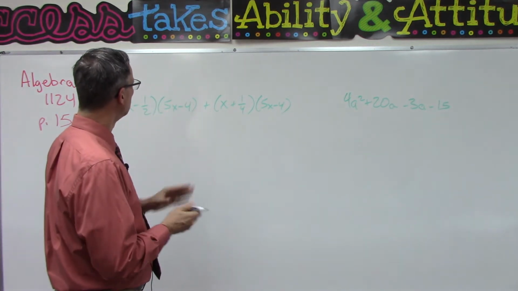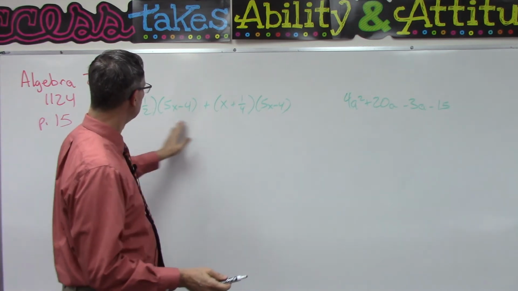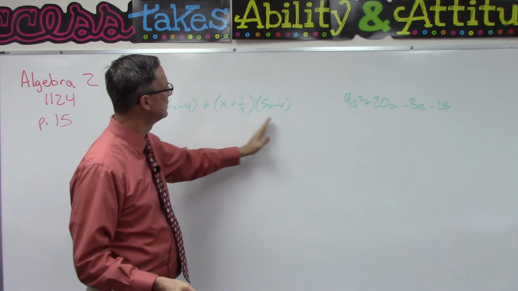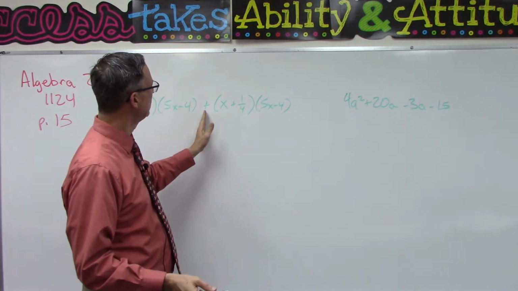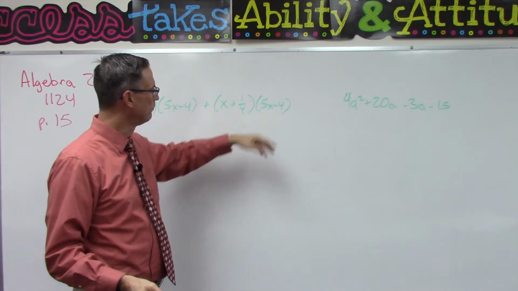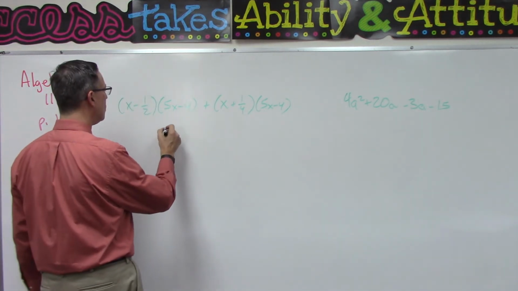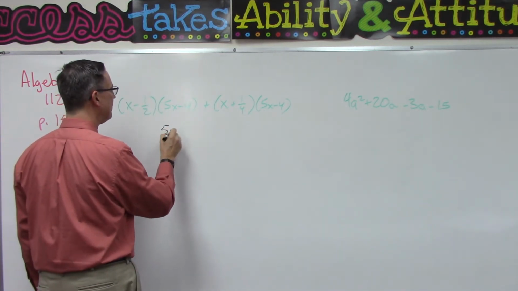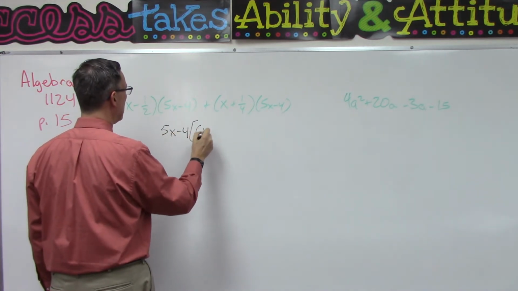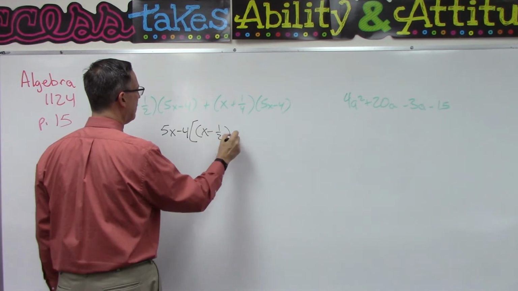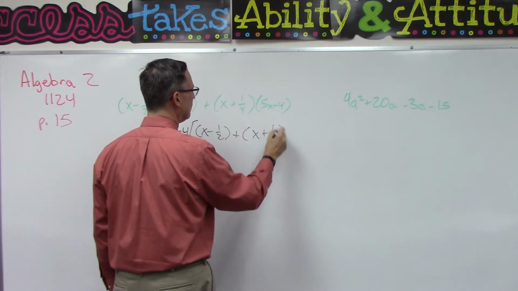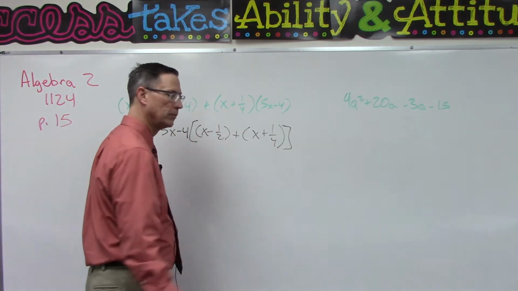So I'm looking at this one, and I see that this part right here has this 5x minus 4, and this second part, see the separation by the plus here, the second part also has 5x minus 4. So if I take that out, 5x minus 4, then I'm left with x minus 1/2 plus x plus 1/4. Okay?